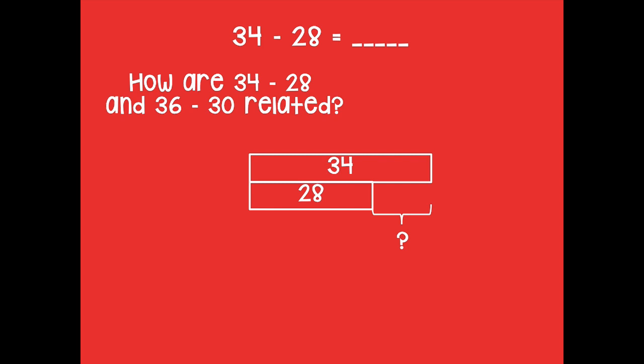So how are 34 minus 28 and 36 minus 30 related? It helps me to write these numbers again like this. If I'm looking at 34 and 36, what happened from 34 to 36? What's the difference there? Yeah, we just added 2, right? So remember that rule: with subtraction, what we do to one number, we have to do to the other number. So for these two numbers, we just added 2 also. Okay, so that's how 34 minus 28 and 36 minus 30 are related.